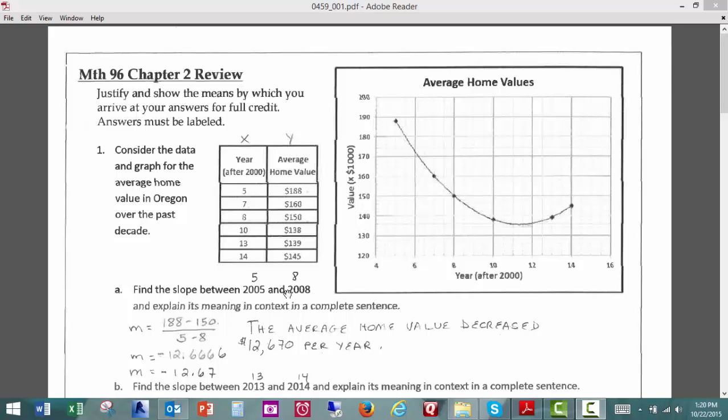It says find the slope between 2005 and 2008. I go ahead, and I do this a lot, and label my columns X and Y, and that really helps me. So find the slope between 2005 and 2008. That's going to be this guy right here and this guy right here. So I've got 188 minus 150, and I've got 5 minus 8 on the bottom.